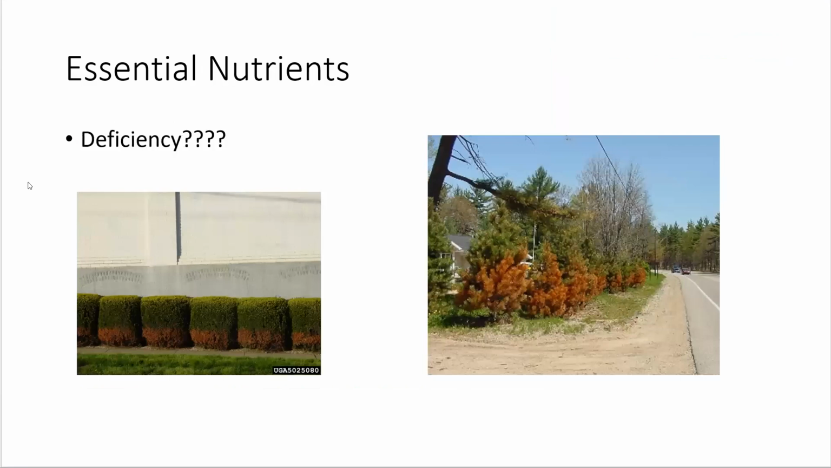We've got one last one here. And is this a deficiency? Now, looking at this, you see it's not uniform on the plant. It's kind of on one side or one section of the plant. What could be causing this? What could be the cause of this injury to this plant? Well, I don't think it's a nutrient deficiency, like I said, but what could be causing this?